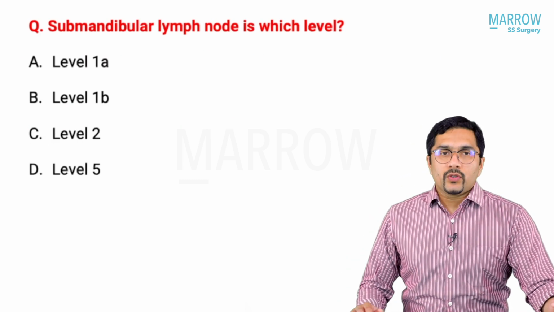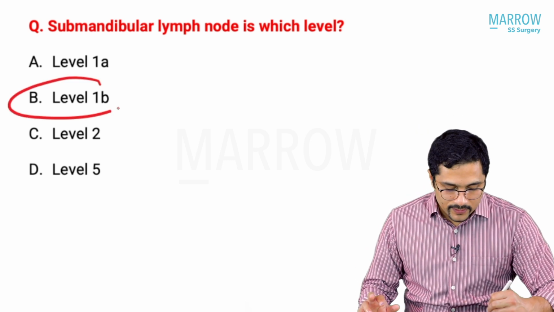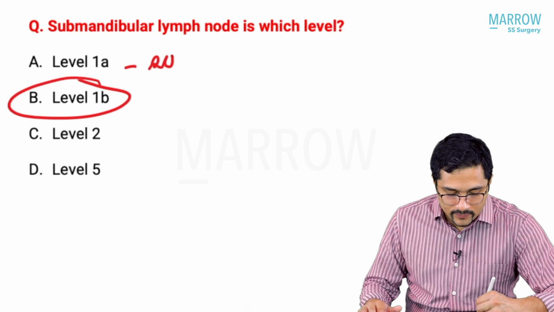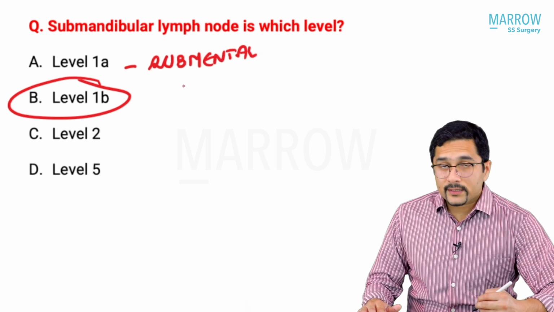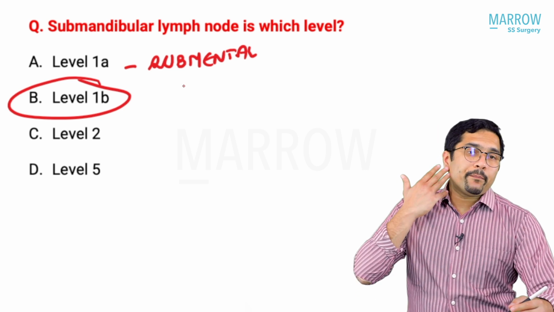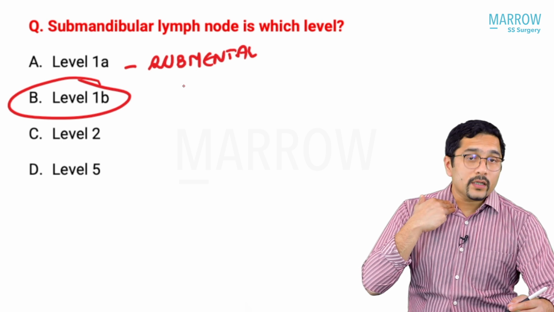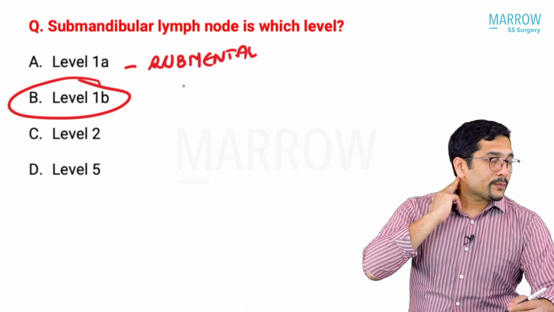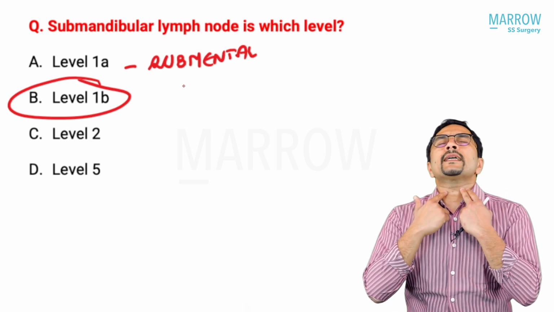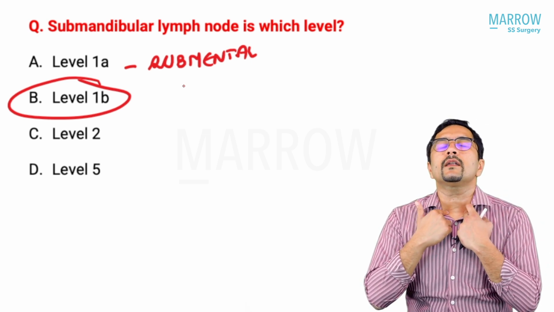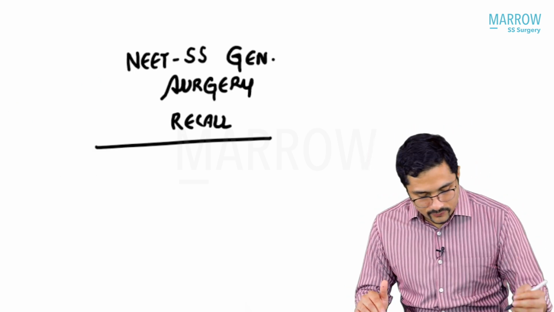Submandibular lymph node, you know, submental is 1A, submandibular is 1B. So 1A is submental, 1B is submandibular, 2 is upper deep cervical, 3 is middle deep cervical, 4 is lower deep cervical. 5 is posterior triangle, which is the largest group. 6 is the central compartment lymph nodes, and 7 are mediastinal lymph nodes.